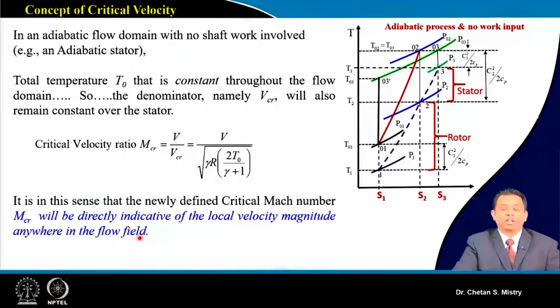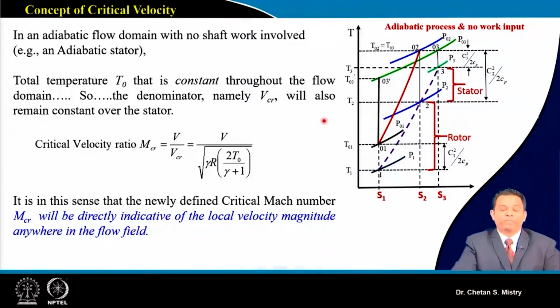Now let's move ahead. This is what we have learned from our TS diagram, and we realized that we are more interested in our total properties. We consider T02 and T03, which represent my stator. We assumed that process to be adiabatic, with no work input. And we realize that because of friction, my total pressure is going to reduce, and that is represented by P02 and P03.